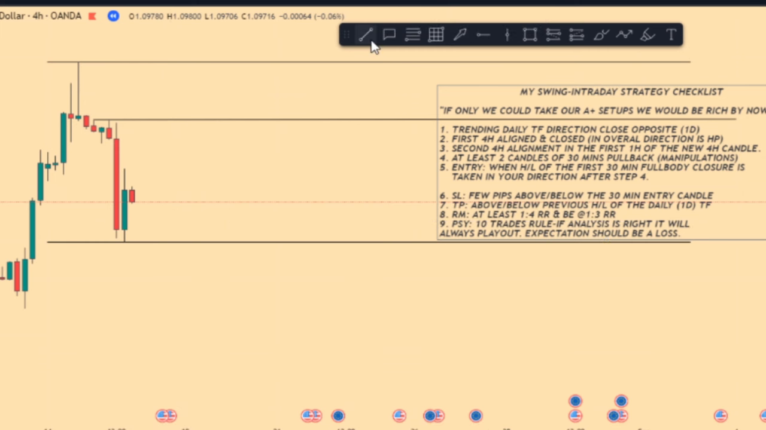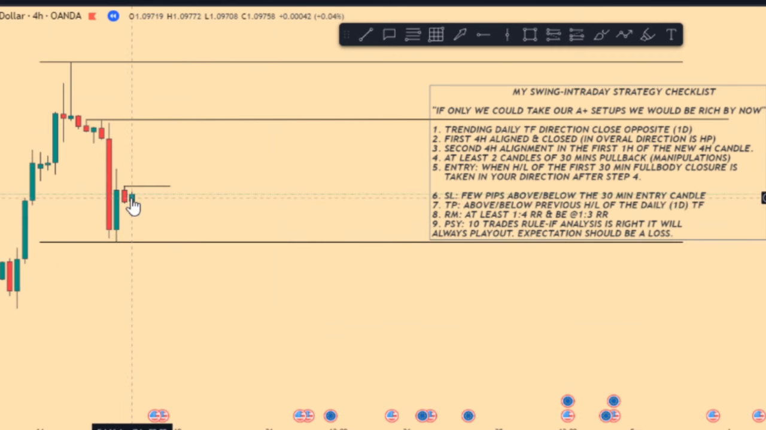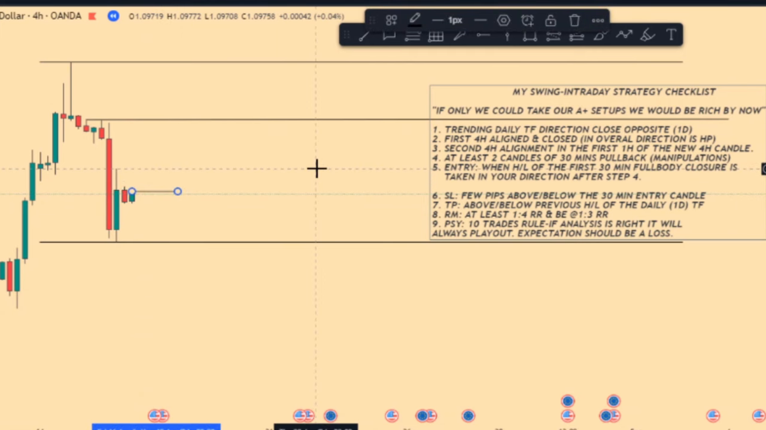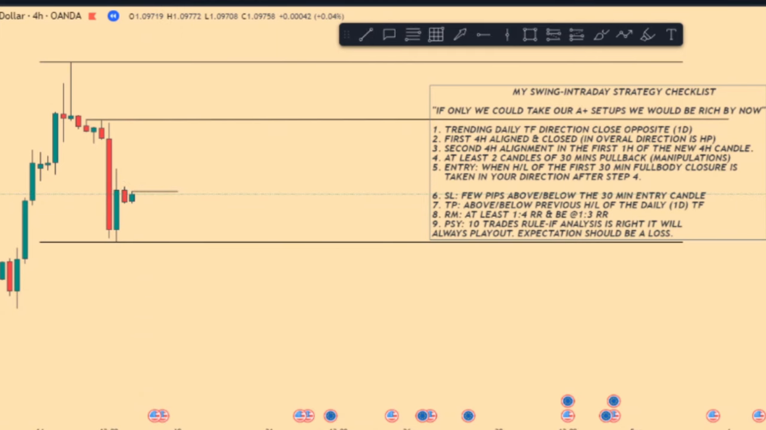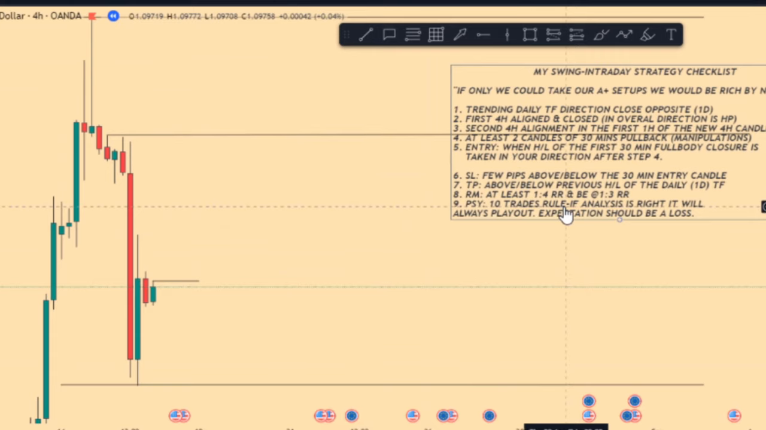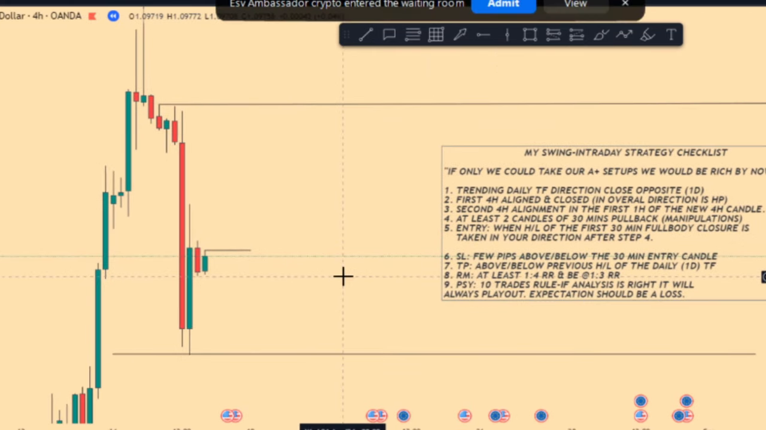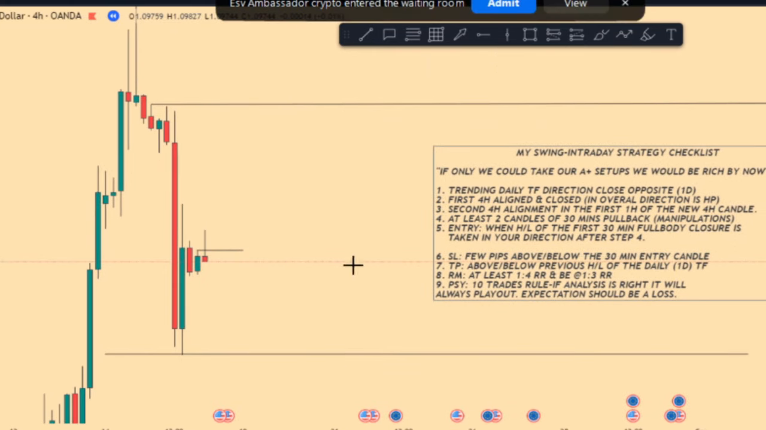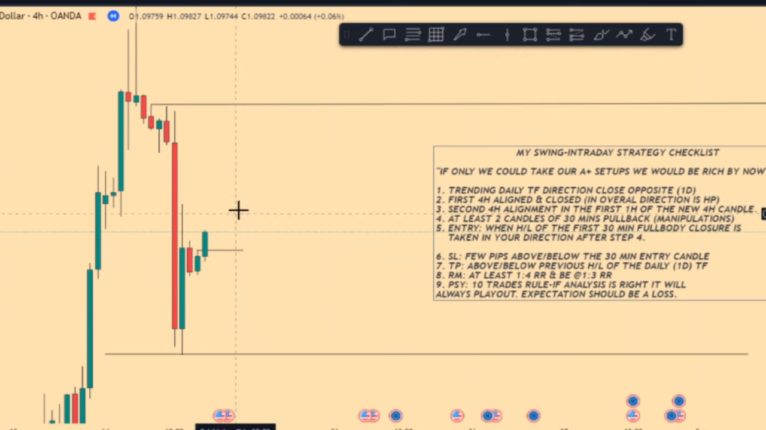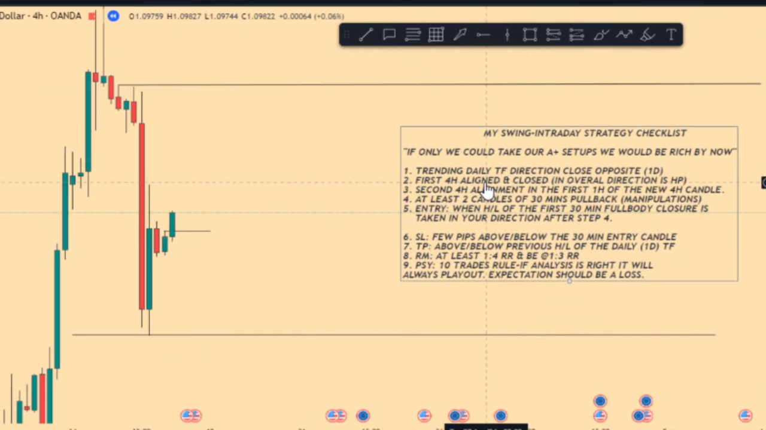So this is the high. I'm waiting for it to align. So let's see. First 4 hours does nothing. So we are waiting to see if the high of the 4 hours is taken. Now 4 hours is taken and then closes bullish. So first 4 hours aligned and closed.